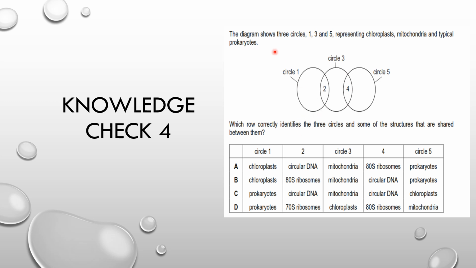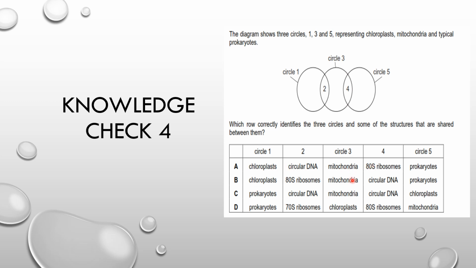But before that, let's answer this question. The diagram shows three circles: 1, 3, and 5, representing chloroplasts, mitochondria, and typical prokaryotes. Which row correctly identifies the three circles and some of the structures that are shared between them? Whatever is in circle 1 and circle 3 have two in common. Whatever is in circle 3 and circle 5 have four in common. Circle 1 is chloroplast. Circle 3 is mitochondria. Do they have circular DNA together? Yes. Mitochondria and prokaryotes, do they have 80S ribosomes? No, they have 70S. So A is wrong.